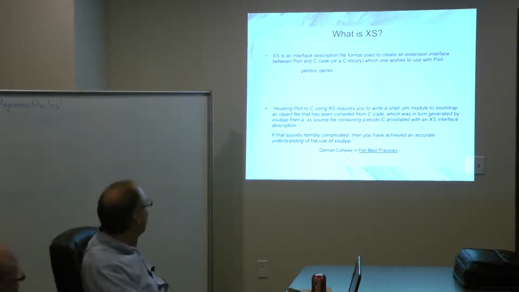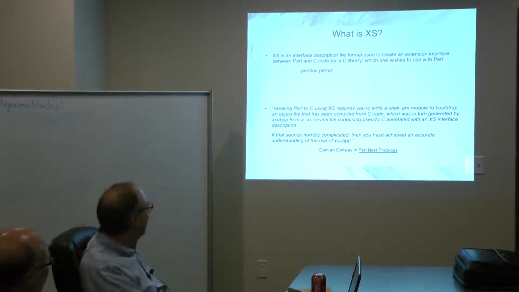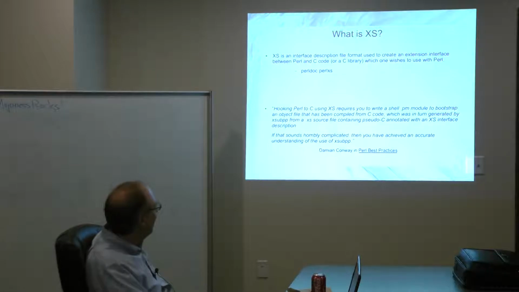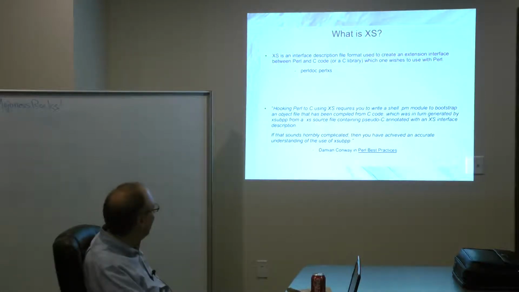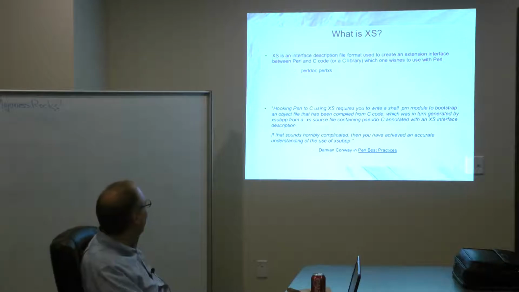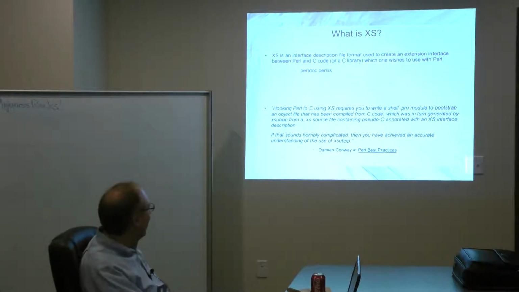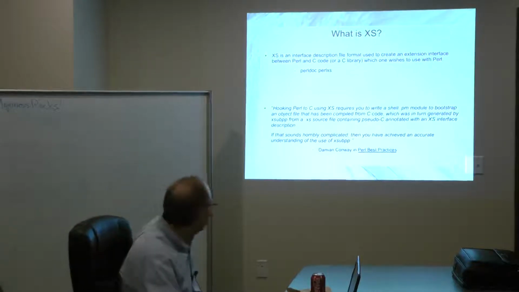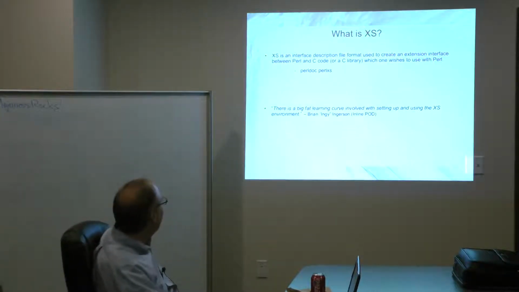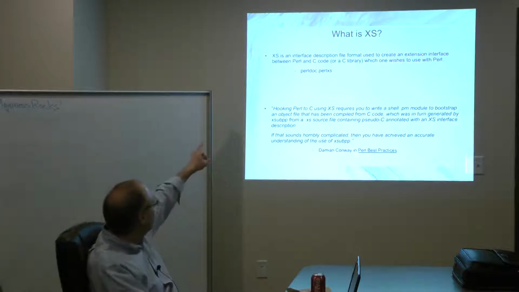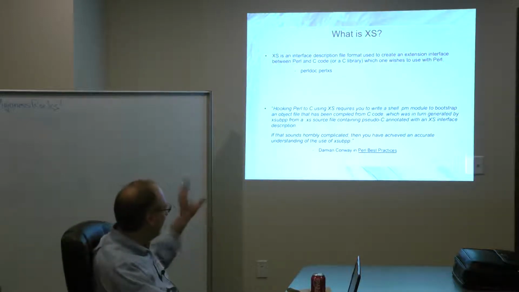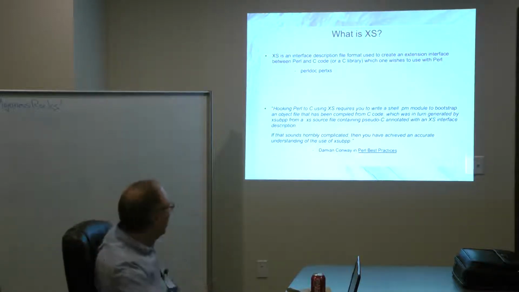Damian Conway: hooking Perl to C using XS requires you to write a .pm module to bootstrap an object file that has been compiled from C code, which was in turn generated by xsubpp from an XS source file containing pseudo C annotated with an XS interface description. If that sounds horribly complicated, then you have achieved an accurate understanding. He's not far off on that. Actually, that's probably a better description than the PerlDoc one. It really gets all of the major points.